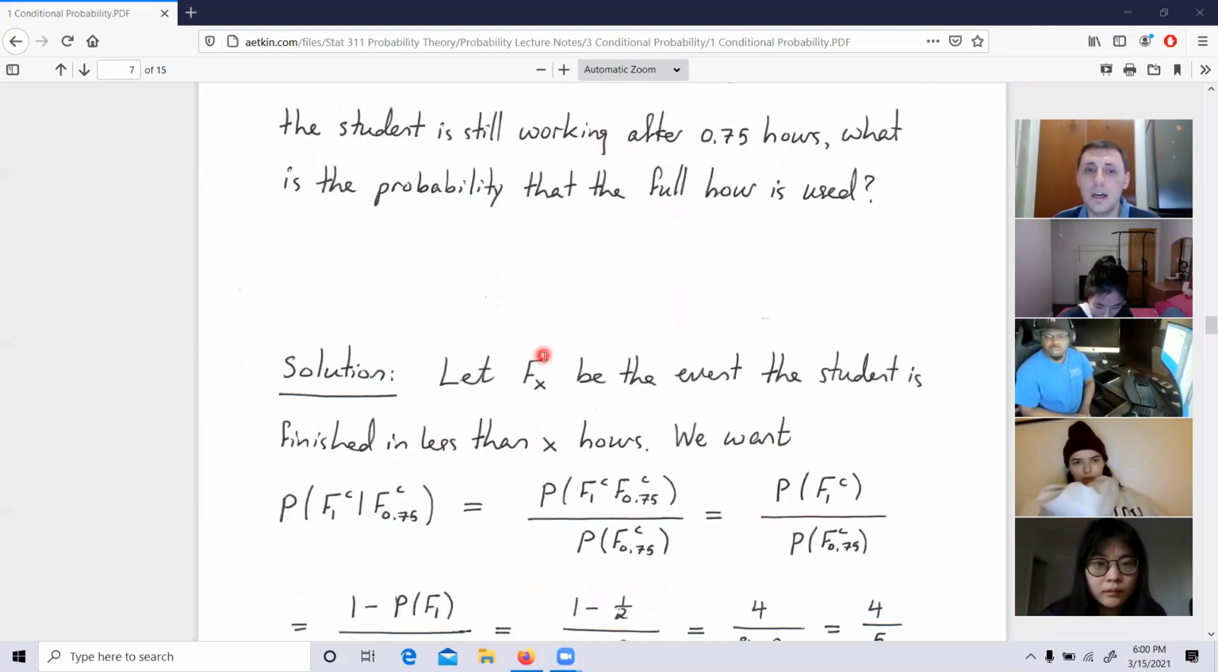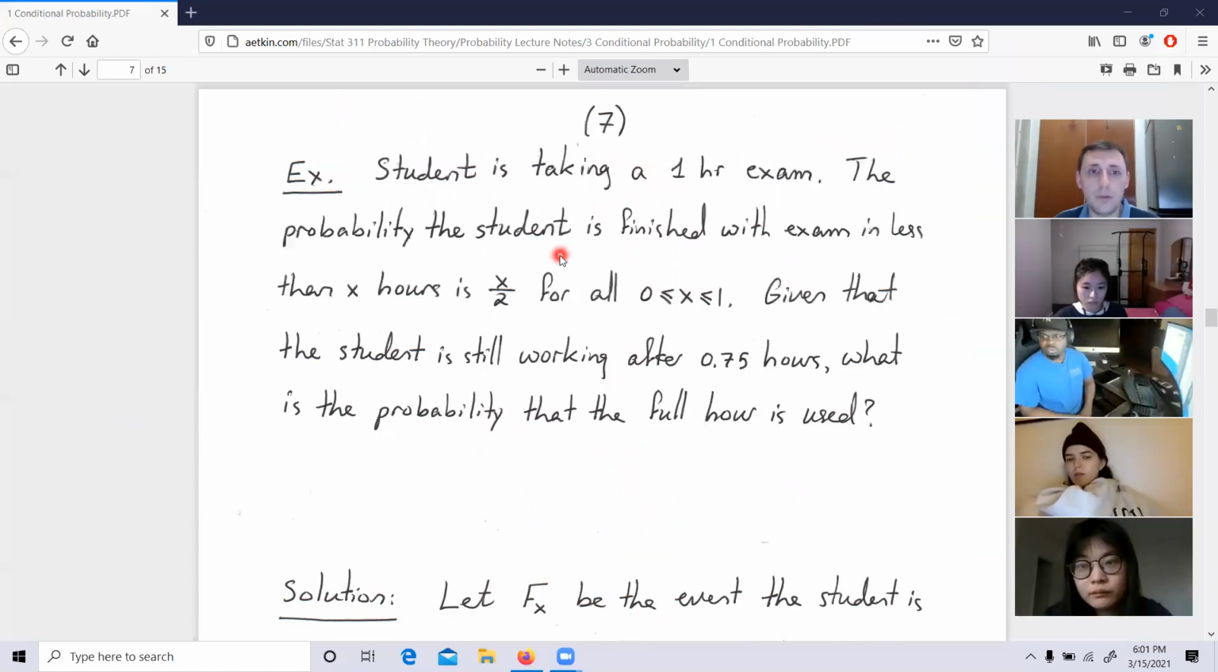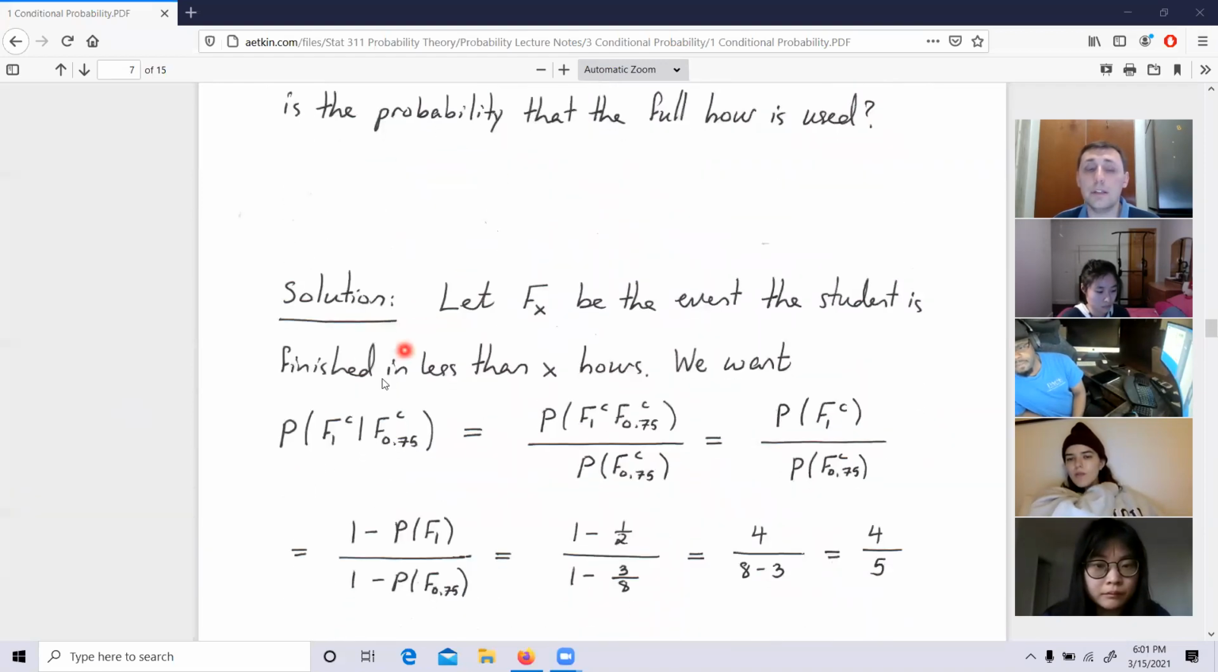So let f sub x be the event that the student is finished in less than x hours. Okay, x hours or less, to be precise, right? Either at x hours or less than x hours. And we're told that this probability is x over 2. I know the probability of f of x. Now the probability I'm interested in is that the student is not finished in less than 1 hour, given that he is not finished within 3/4 of an hour.